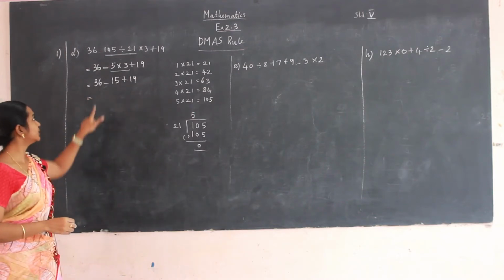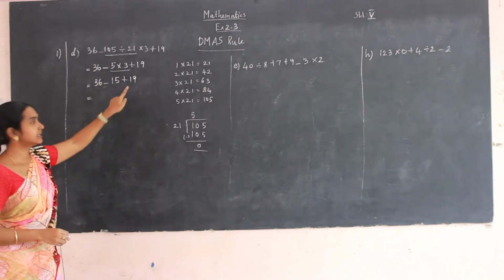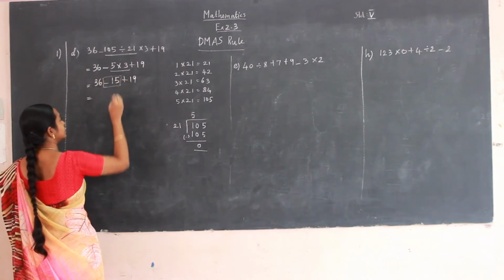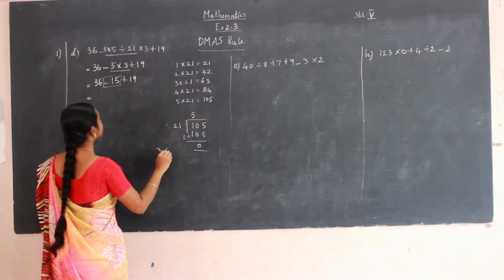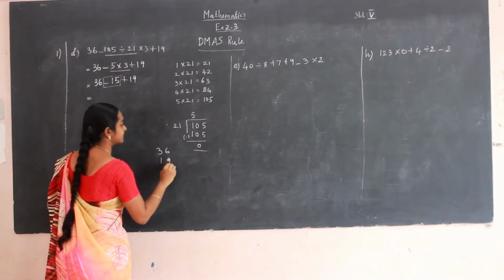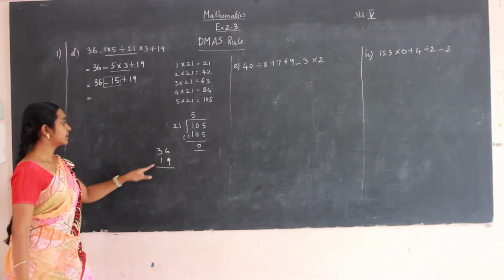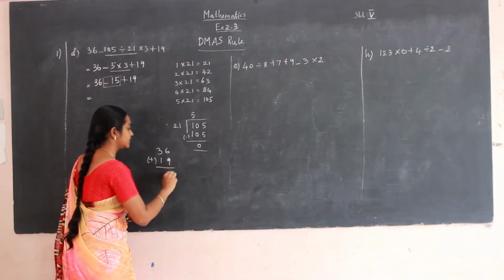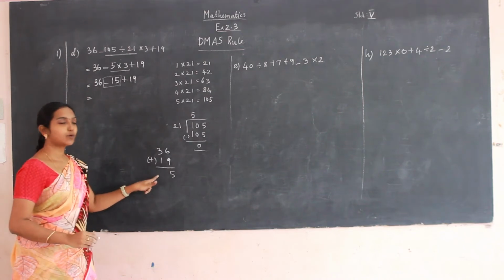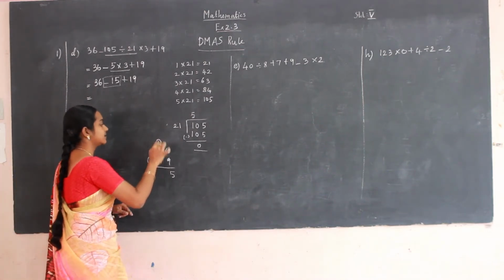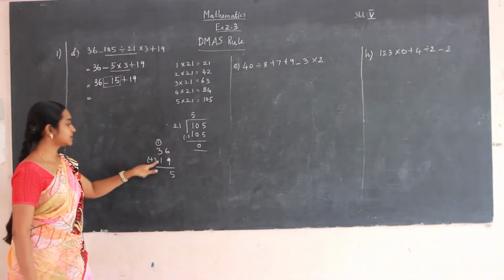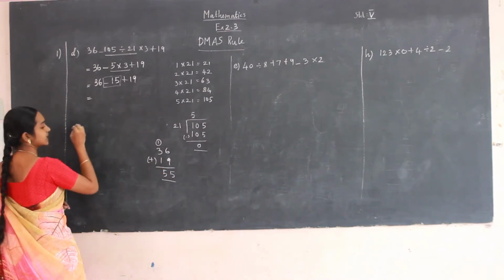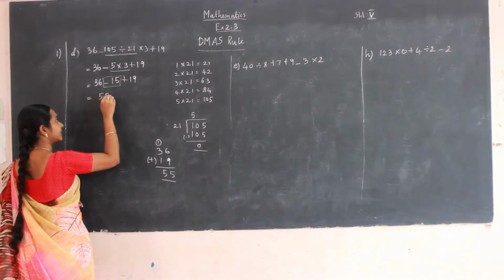Next we have to add 36 and 19. According to the rule, we have to add. So add 36 and 19. 6 plus 9 is 15. So write 5 here and 1 is carried to the next place. 3 plus 1 is 4. 4 plus 1 is 5. So 36 plus 19 is 55.